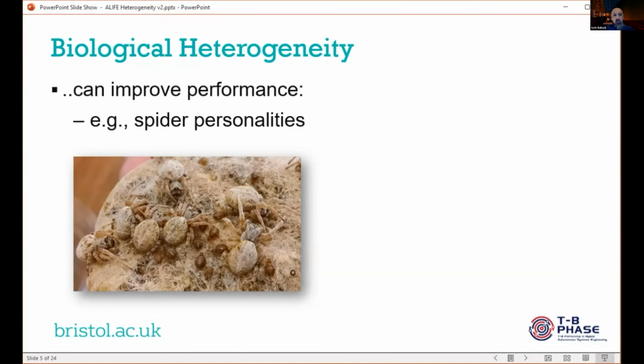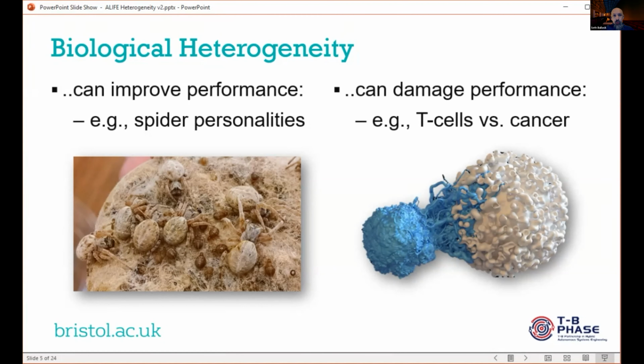So in these social spiders, the fact that the spiders have varying personality in terms of how brave they are improves their collective exploration and foraging performance. But on the other side, we know that heterogeneity is something that biology sometimes fights against. So your T cells are looking for cells in your body that are too different, and they're killing them in order to cope with, for example, something like cancer.